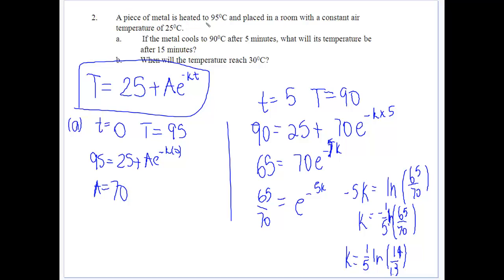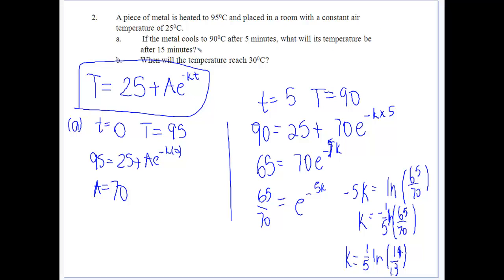This time we've got a piece of metal, and it's heated to 95 degrees, placed in a room with a constant air temperature of 25 degrees. So logic would tell us that it would start to cool. It's a piece of metal that is in an area that is cooler than that, so you expect it to cool. And you expect it to keep cooling till it got to that air temperature. That would make sense. So eventually it would do that.